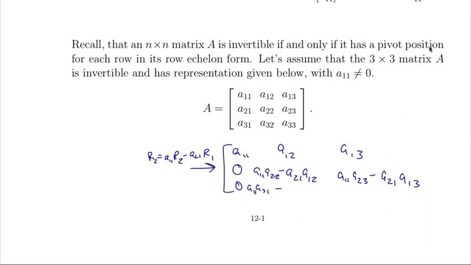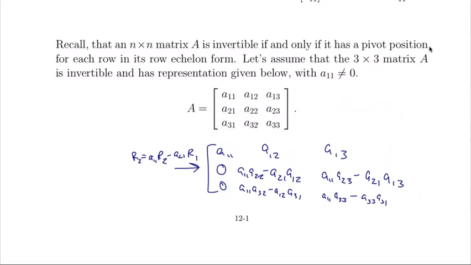We've got A11 times A31 minus, oh, this should actually be A11 times A32 minus A12 times A31. Similarly, A11 times A33 minus A33 times A31. So that's not the full set of steps.